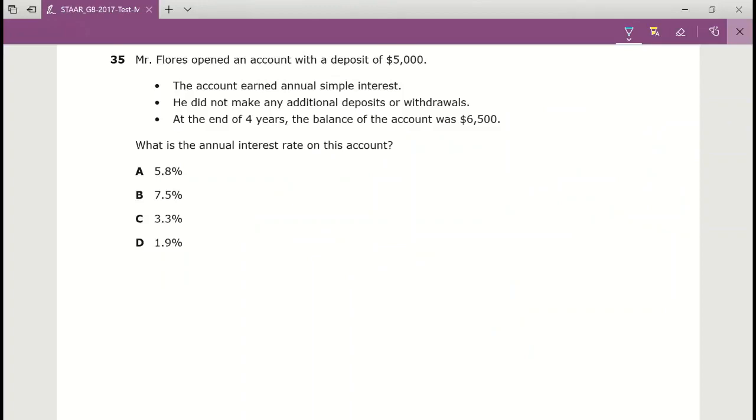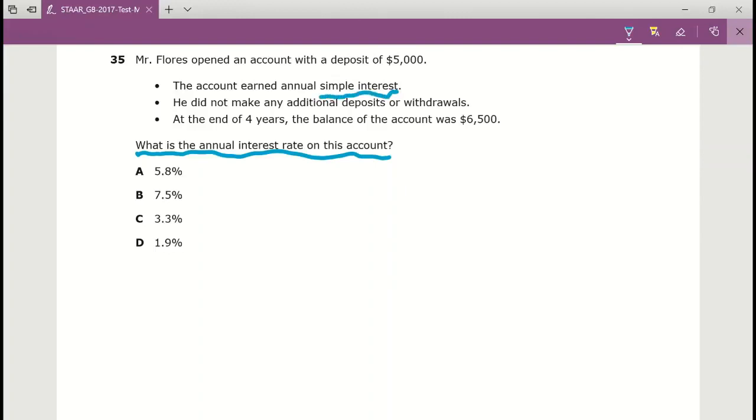So this is the hardest question on the entire test, I think. This one's just really a monster. So the question asks us down here, what is the annual interest rate on our account given all of this information it gave us up here? So we notice that it says simple interest. This is a big thing to notice.